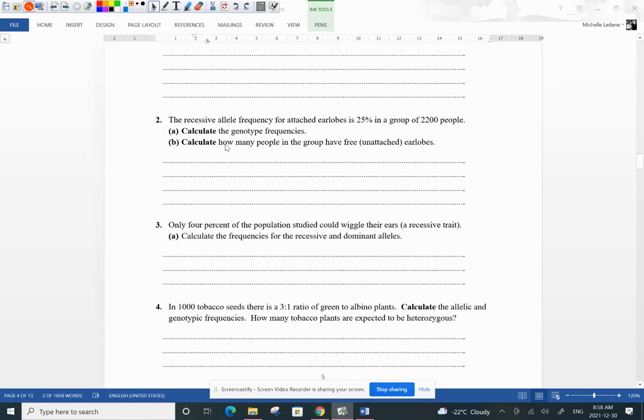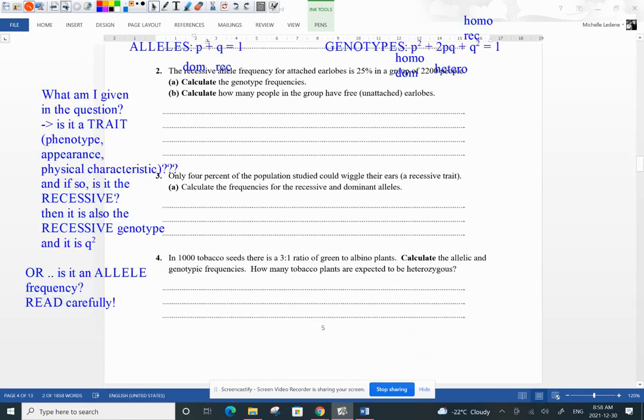Okay, so here's another example. Number 3, we've got 4% of the population could wiggle their ears. Well, this says straight up it is a recessive trait. So you know that is q squared. And then here's a question that a lot of students get stuck with.